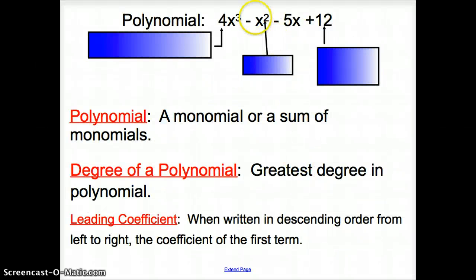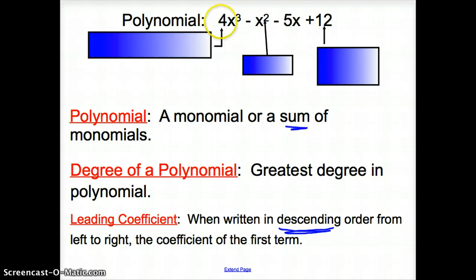Let's try the next slide. A polynomial now is a sum of monomials. So you could be adding or subtracting different monomials together. Then we have the degree of a polynomial is the greatest degree in the polynomial, so the highest degree. And finally, the leading coefficient, but it is only when in descending order from left to right, the coefficient of the first term. So let's go through a couple terms here.